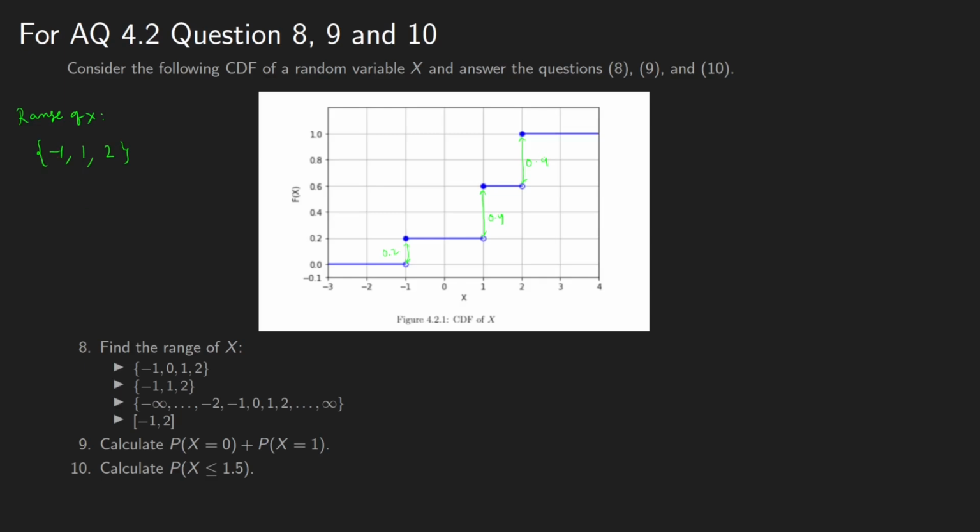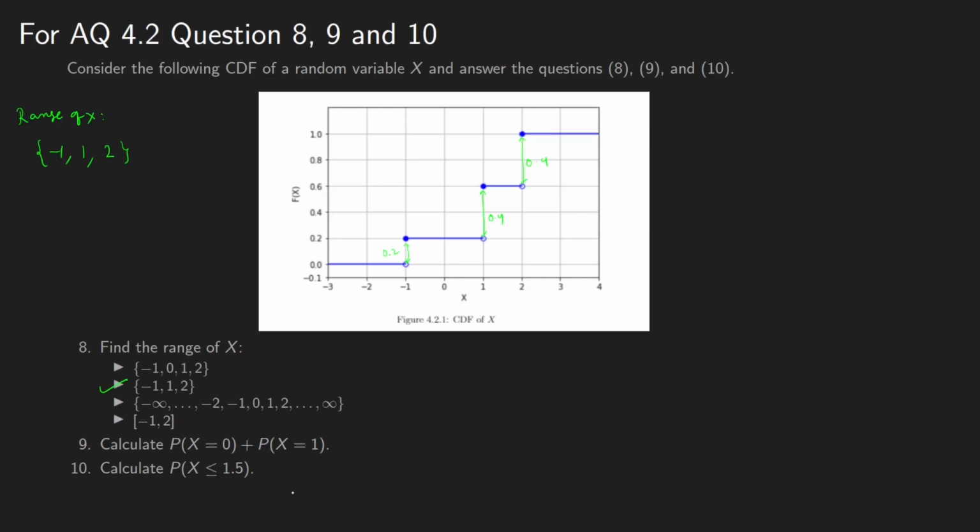And after that, the CDF function remains constant. So we can say that there are only 3 points where there is a jump in the CDF function for x. So only these values, minus 1, 1 and 2, are taken with non-zero probabilities. It means the range of x is minus 1, 1 and 2. So the second option is the correct choice.